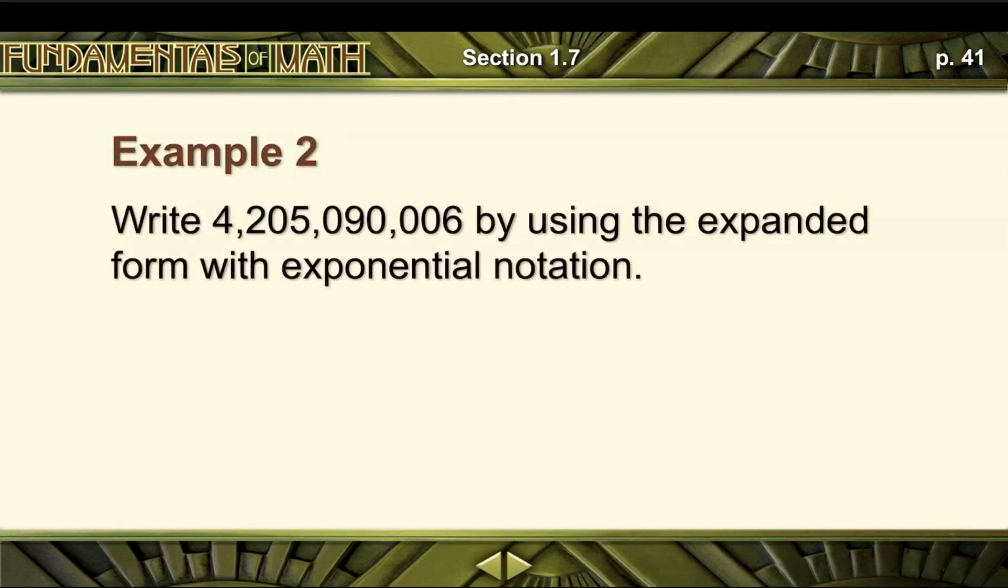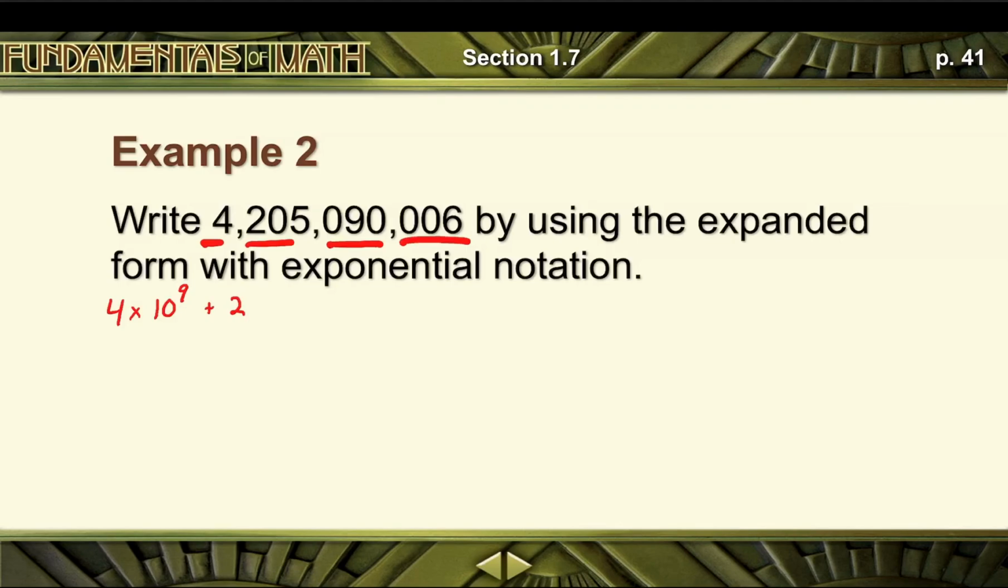And then example 2, what is that? Well, here's your units, thousands, millions, billions, 4,205,090,006, by using expanded form with exponential notation. All right, well, we have 4 times a billion. Well, a billion would have 9 zeros. So instead of writing a billion, we can write 10 to the 9th, because 10 to the 9th would have 9 zeros. So plus, this is going to make it a little bit shorter for us when we write it.